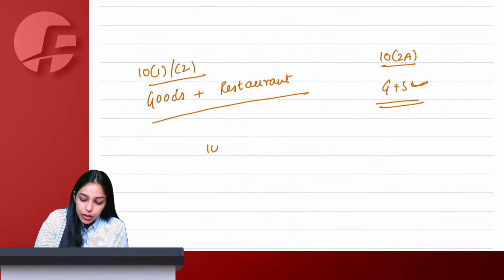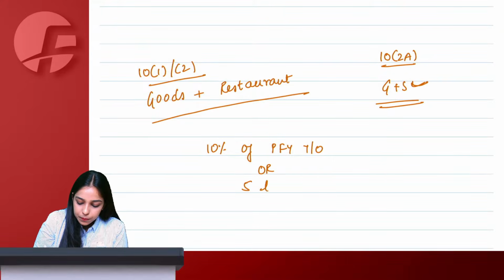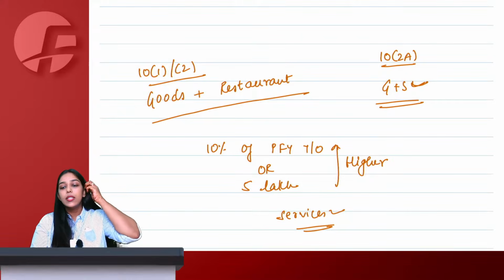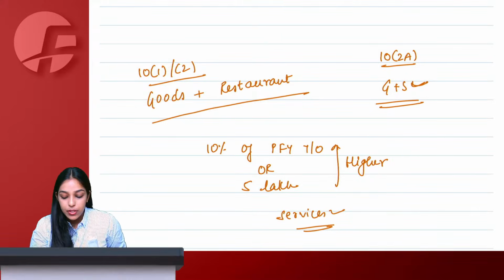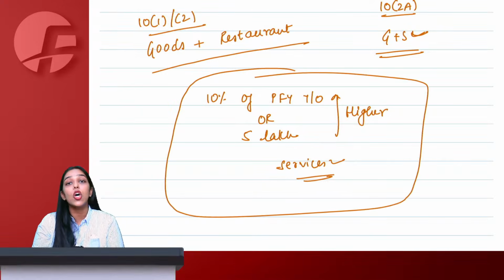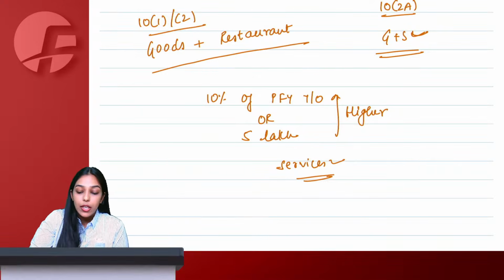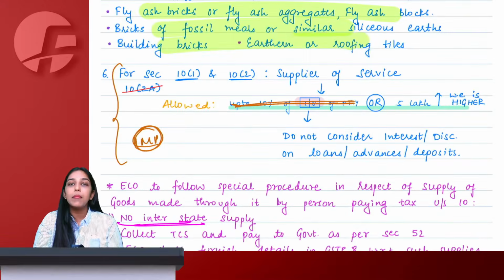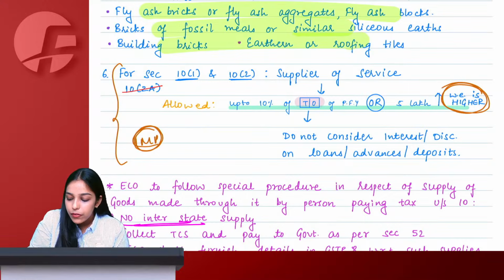Only up to 10% of my preceding financial year turnover or 5 lakh rupees, whichever is higher, only up to this limit I am allowed to make services. What we are saying is, if you are opting for composition scheme under section 10(1), 10(2), you cannot provide other normal services other than restaurant services and goods. You can provide up to 10% of your preceding financial year turnover, the same turnover that we calculate above, excluding the interest and discount income, or 5 lakh rupees, whichever is higher.